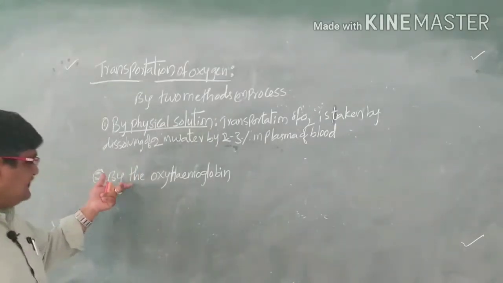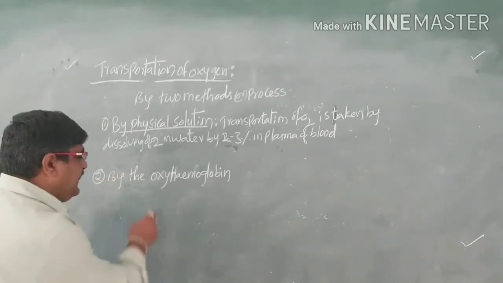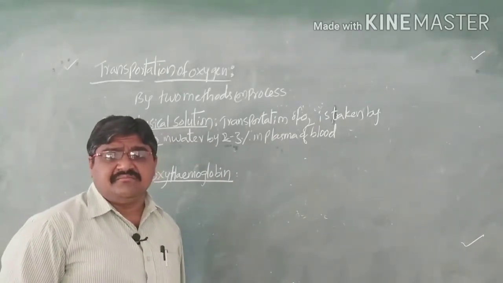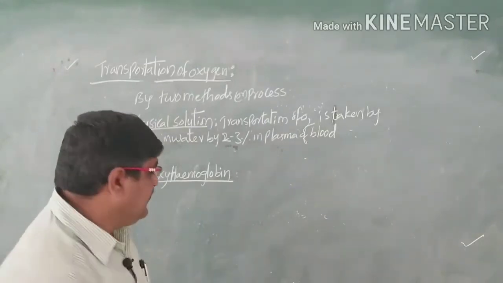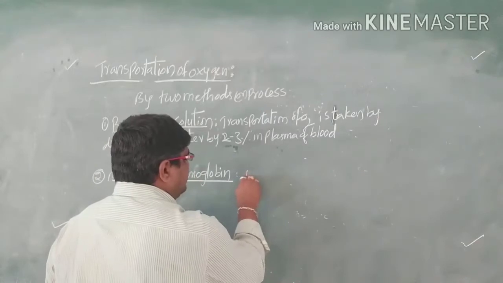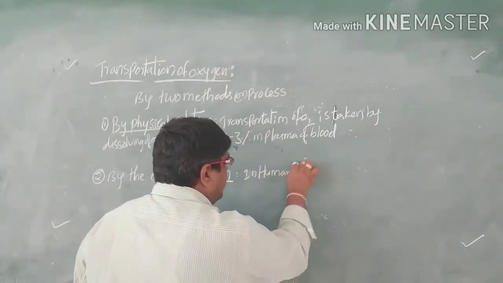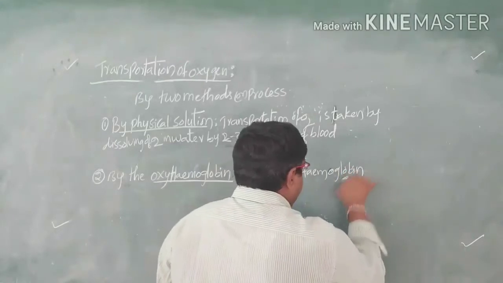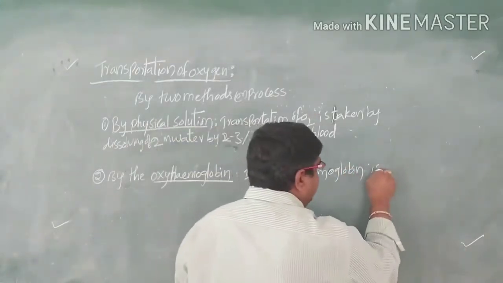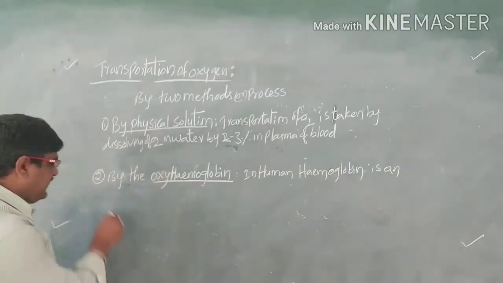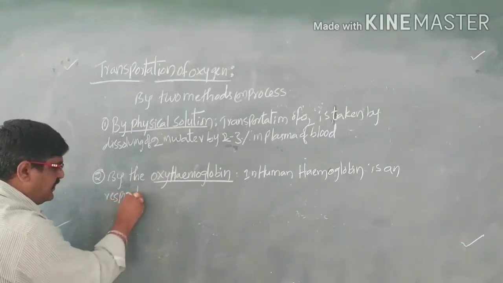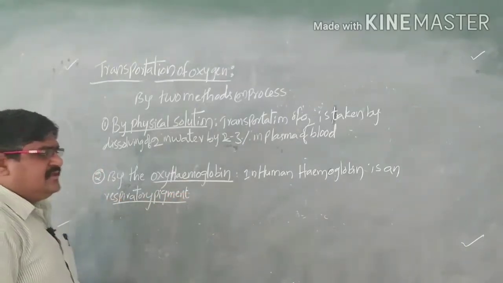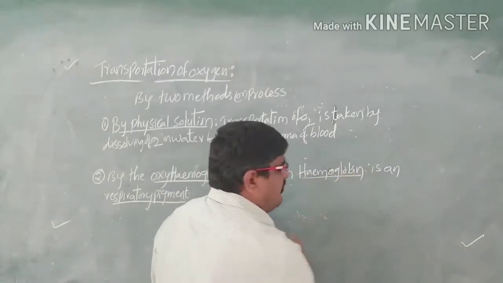And next, secondly, is by oxyhemoglobin. Oxyhemoglobin means oxygen is mixed with the blood's hemoglobin. In humans, hemoglobin is a respiratory pigment. So this respiratory pigment, the hemoglobin, will absorb the oxygen.